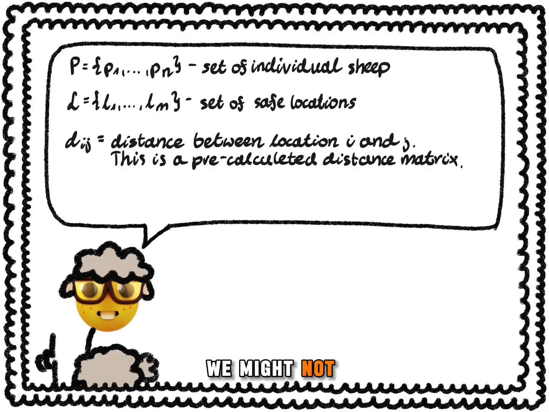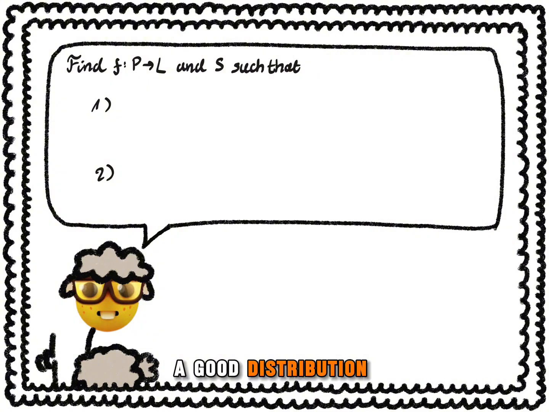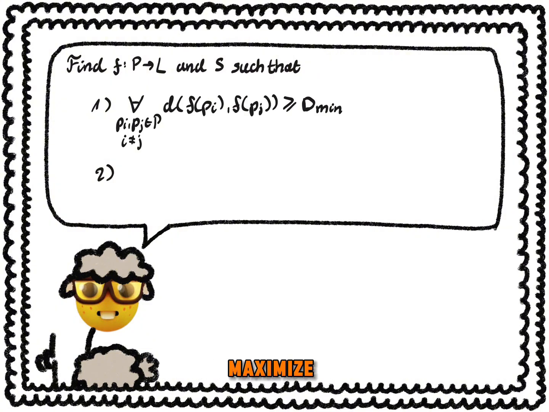However, we might not use every single safe location available. We need to select a specific subset. We define S as the subset of locations that are actually used. Effectively, we are looking for a function f that assigns every sheep to a location in S. So what defines a good distribution? We are looking for a mapping that satisfies specific conditions. We want to maximize the separation between those chosen locations. So for every pair of distinct sheep assigned to locations, the distance between them must be respected. And of course, we want for our set to be minimal.